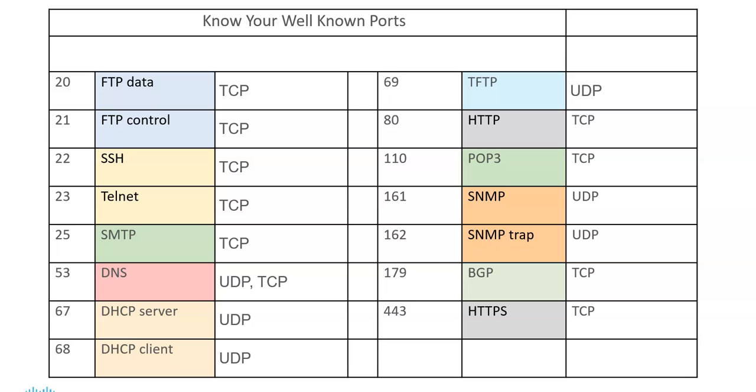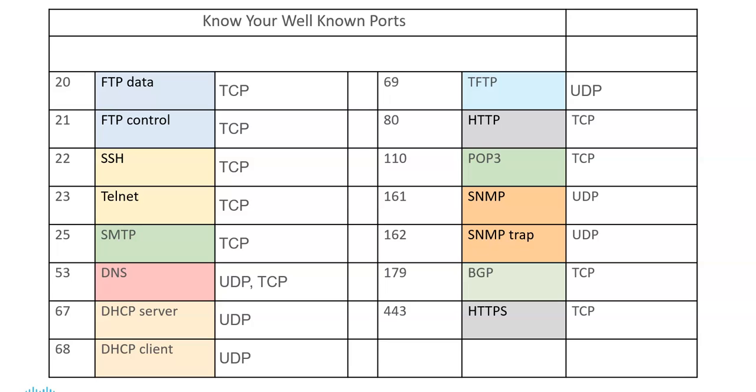SMTP, Simple Mail Transfer Protocol, requires TCP. This is used for outgoing mail, and it is port 25. Its companion is port 110, POP3, which is a mail protocol that's used for incoming mail. So they both use TCP.